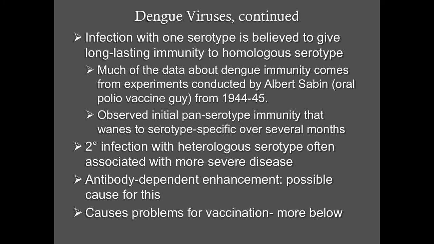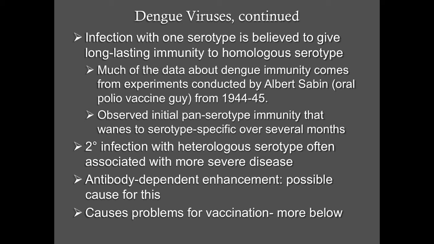So generally it's believed that once you get over infection with one of these serotypes, you should be immune to infection with that serotype for a while, if not the rest of your life. And a lot of this data comes from experiments done on human volunteers by Albert Sabin, the oral polio vaccine guy, just at the end of World War II, when dengue became of interest because of the U.S. Army fighting in the South Pacific.